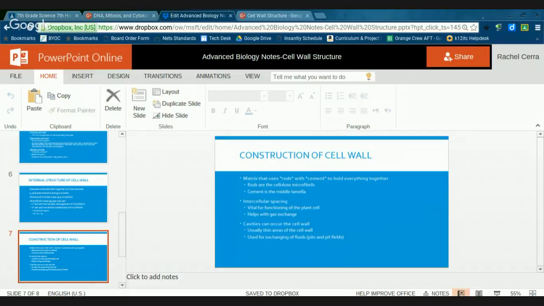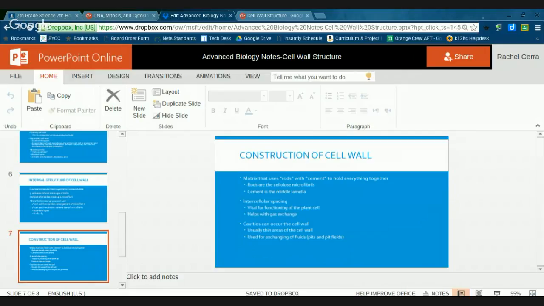Your construction of your cell wall. Gosh, that's tiny. I hope you can't read this, email me and I'll send you the PowerPoint. So I'm using the Chromebook, so I'm using PowerPoint online, so it's not the best.